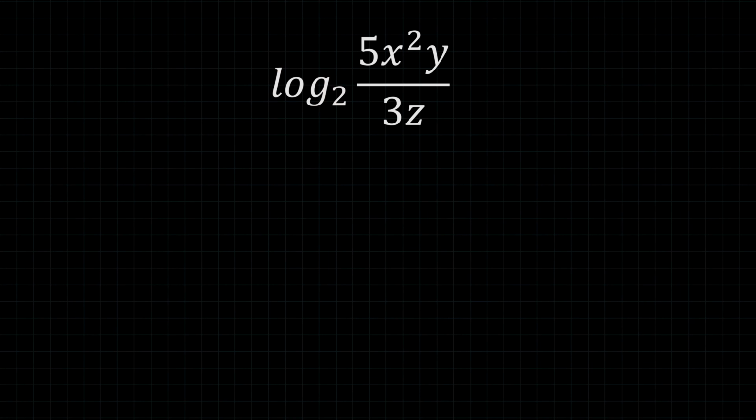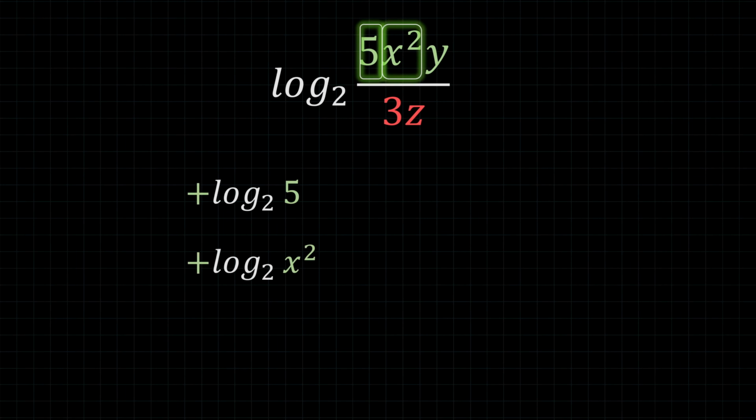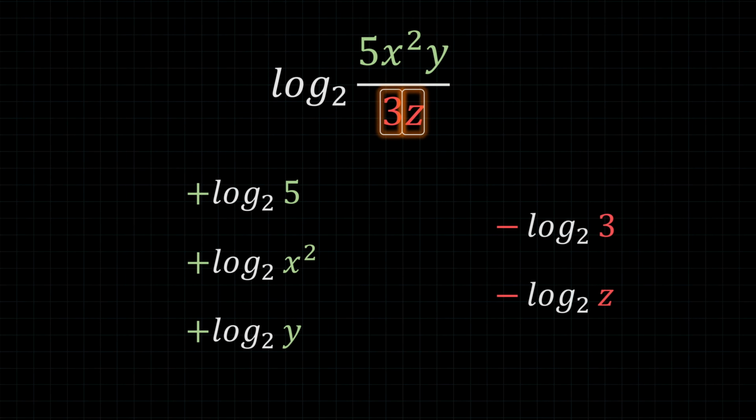Looking at my argument, I see a huge fraction with numbers and letters on both the numerator and the denominator, which makes it very challenging if your mind's fixated on using either the product or the quotient rule. The better way would be to focus on the numerator and the denominator of that fraction separately. All the numbers and letters on the numerator will get their own positive logs, and everything on the denominator will get their own negative logs.